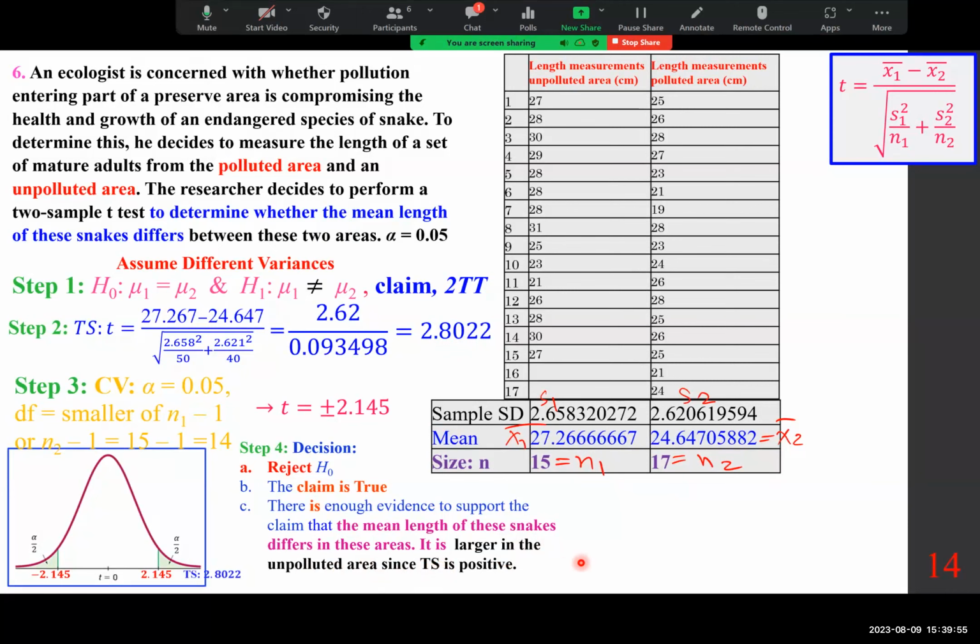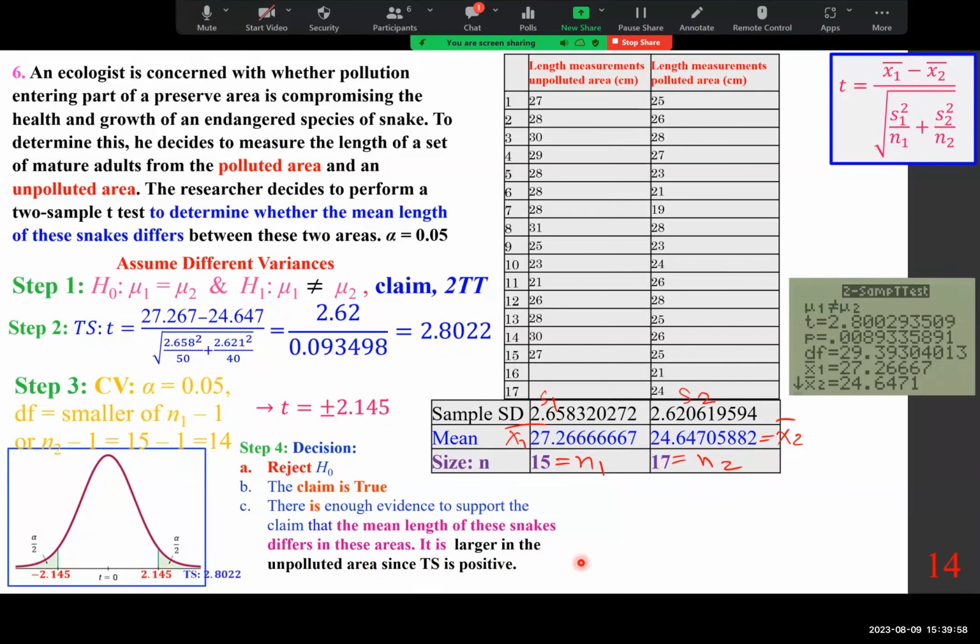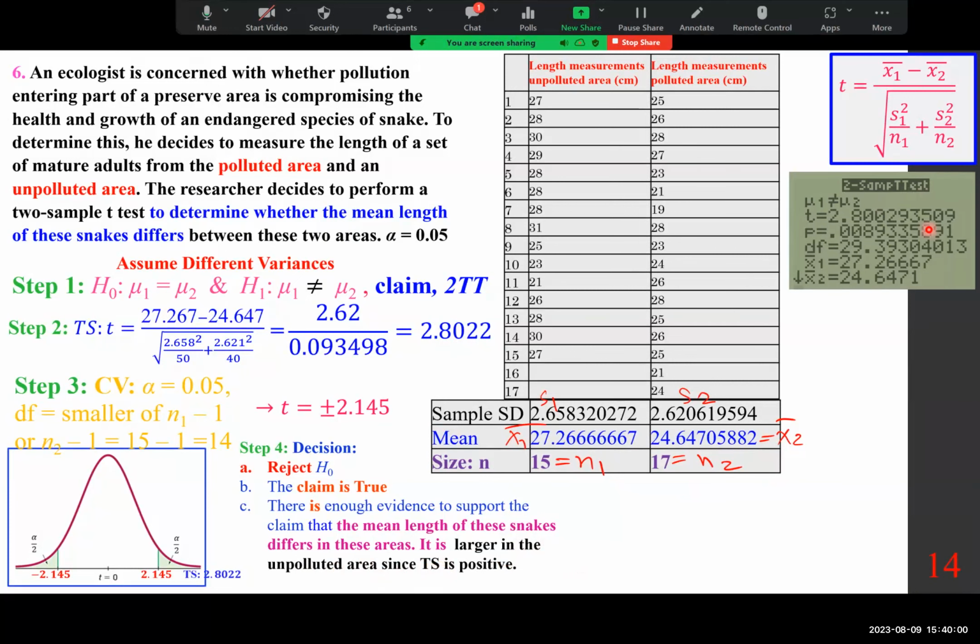What if we use a calculator? Well, we put it in there, two-sample t-test, and we put everything in. And notice the calculator gives us different degrees of freedom. The degrees of freedom we chose is 14 here, but over here, the degrees of freedom is 29.39 because it uses a different formula. Remember the formula that I mentioned? If you were to use the table, you would go with 29. You always round down in that case.